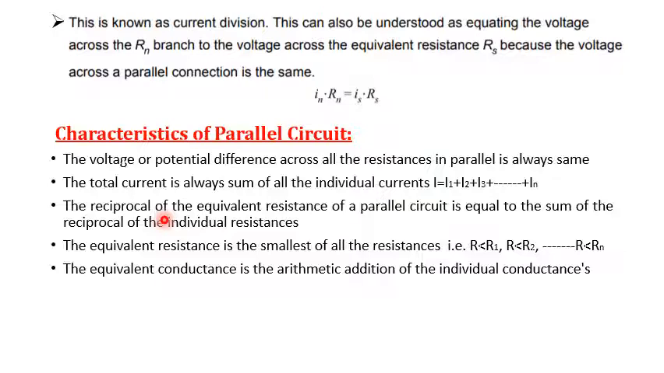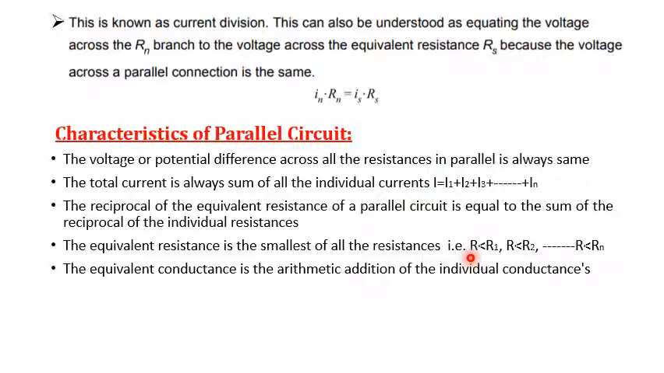In case of a series circuit, we'll add all the resistances. That means we'll take the summation of the number of resistances. That will give the effective value of the resistance. In a parallel circuit, the equivalent resistance is the smallest of all the resistances. In a series circuit, the equivalent resistance is the largest of all the resistances.